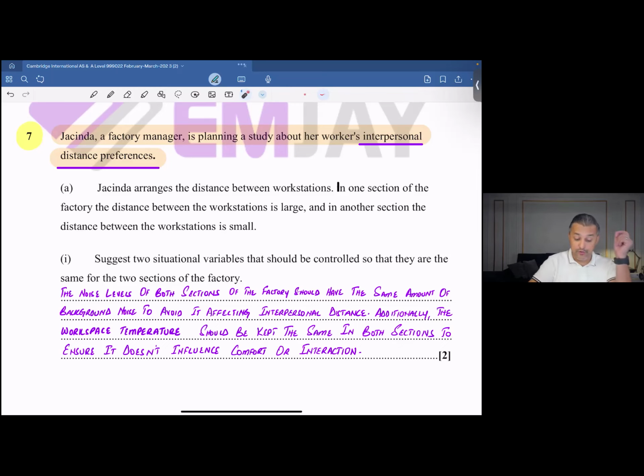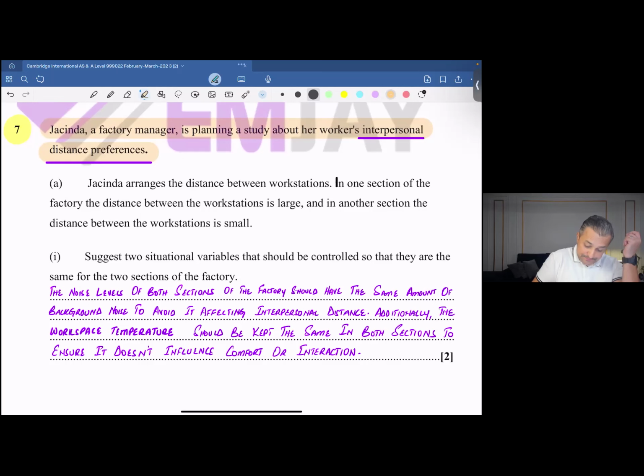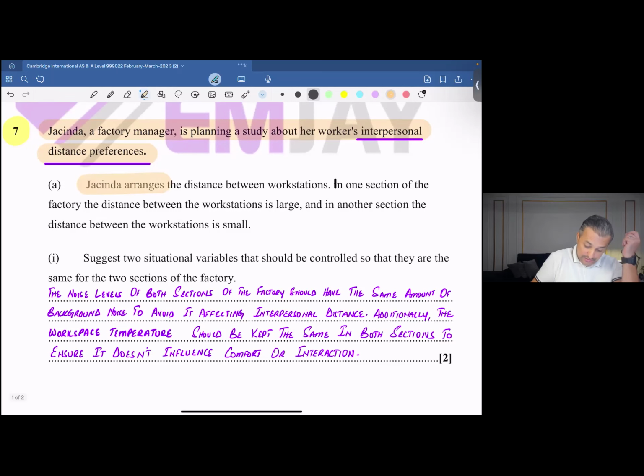So what we've understood from here is there's this lady with the name Jacinda. She is a factory manager. She plans on conducting a research. What is the research about? Her research is about her workers' interpersonal distance preference, or the extent to which workers prefer distance with each other while they're at work. So to take this further, the A part of the question now. Jacinda arranges the distance between workstations. All right, we understand that.